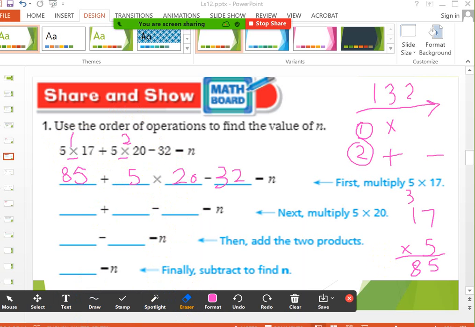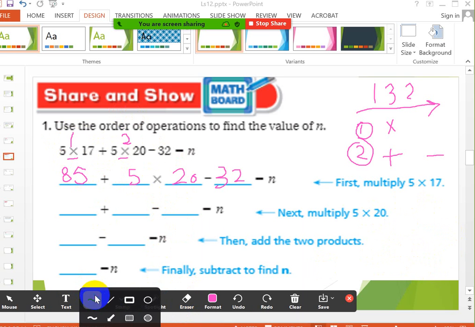5 multiply 20. How will I multiply 5 with 20? I will multiply 5 with 2 and put 10 next to the answer, right? So 5 multiply 2 equals what? Equals 10. Thank you, girls. Excellent, Lana and Zen. 5 multiply 2 equals 10. Put the 0 next to the answer, so it will be 100. So this is the answer for the next multiplication. So I will write the other numbers right here.